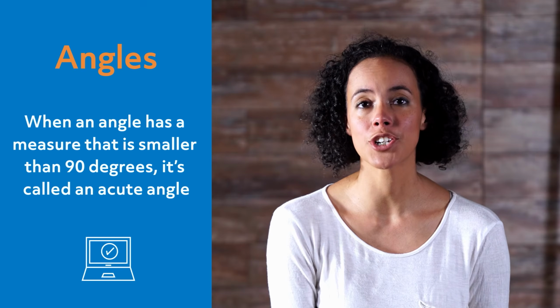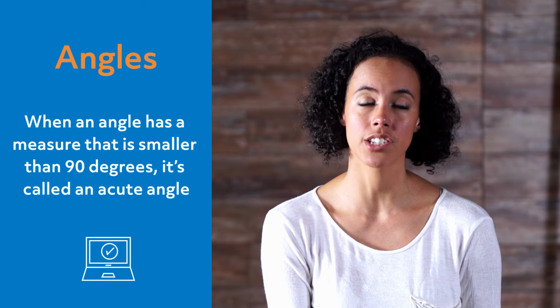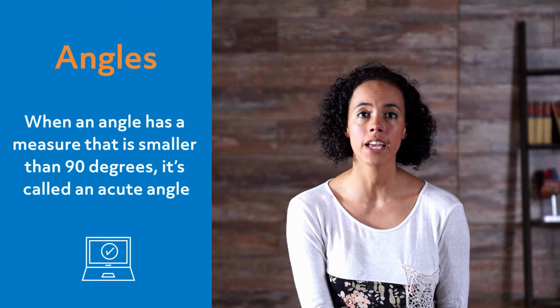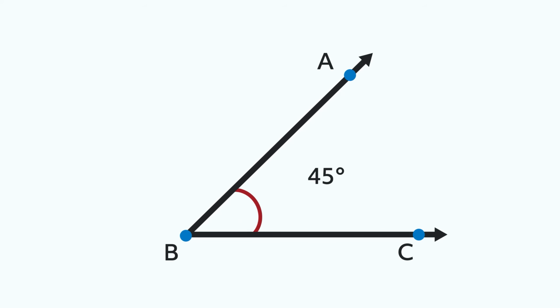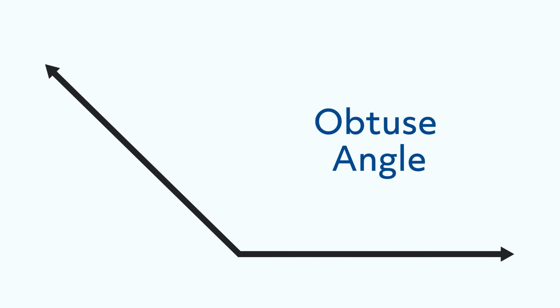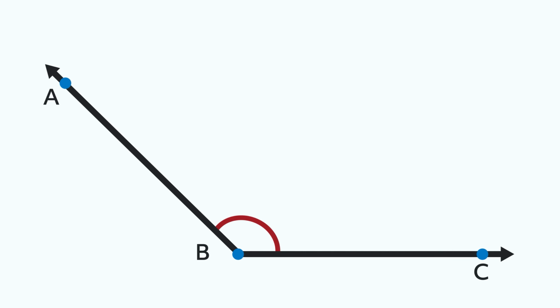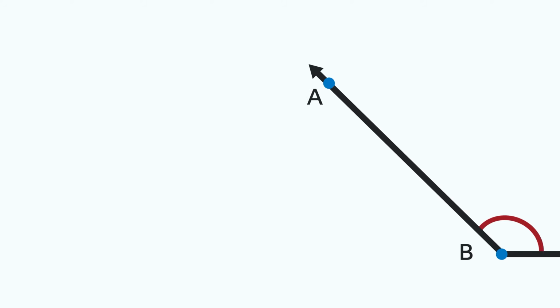When an angle has a measure that is smaller than 90 degrees, it's called an acute angle. Our original angle would be part of an acute triangle since it measures 45 degrees, which is less than 90. If we make an angle so that it has a measure that is greater than 90 degrees, we create an obtuse angle, which looks like this. In this case, angle ABC has a measure of 140 degrees, which is greater than 90. Obtuse angles also have to be less than 180 degrees. Those are the three main types of angles as determined by measure.